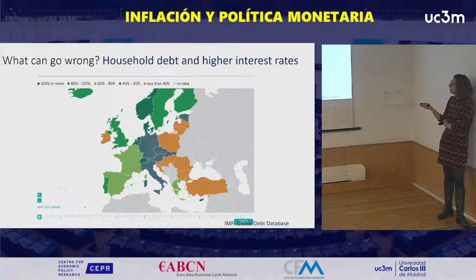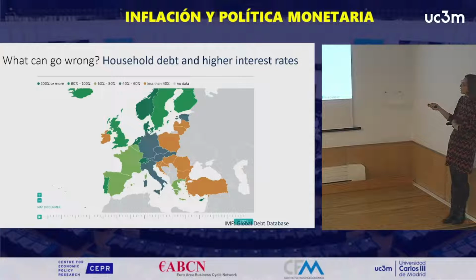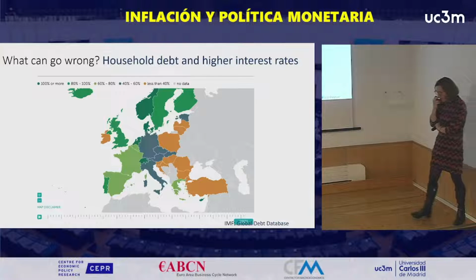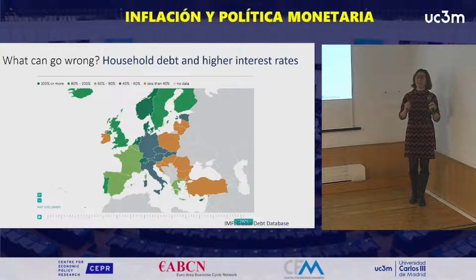As you can see, there are some countries in the map, and unfortunately we are here, that have household debt as a percentage of GDP of 80 to 100%. This is us. More than 100% is Portugal. Well, for the United Kingdom, I don't know if I want to talk. And then we have other countries with lower levels of debt. So, a monetary contraction at the ECB level is going to increase the real interest rates.